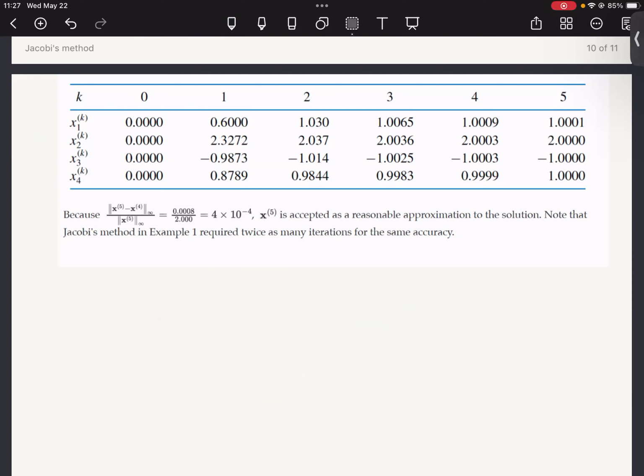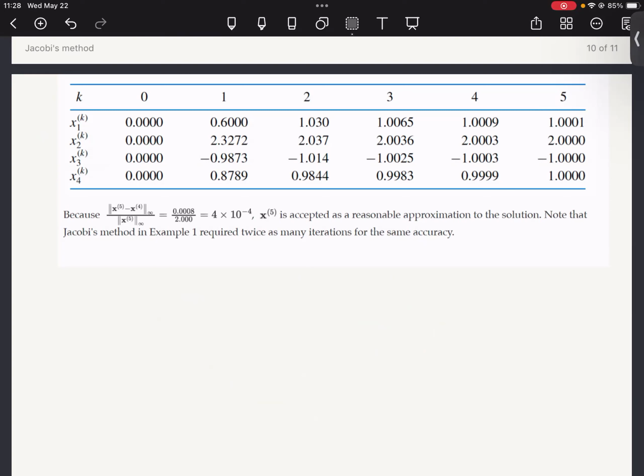If you run the program, it will stop at this point, because if you check the stopping criterion here, the relative difference between 2 iterations is quite small, around 4 times 10 to the negative 4, which is smaller than the 10 to the negative 3 we chose as the tolerance number. So we view this x5 as an acceptable approximation to the solution, because it satisfies the stopping criterion.